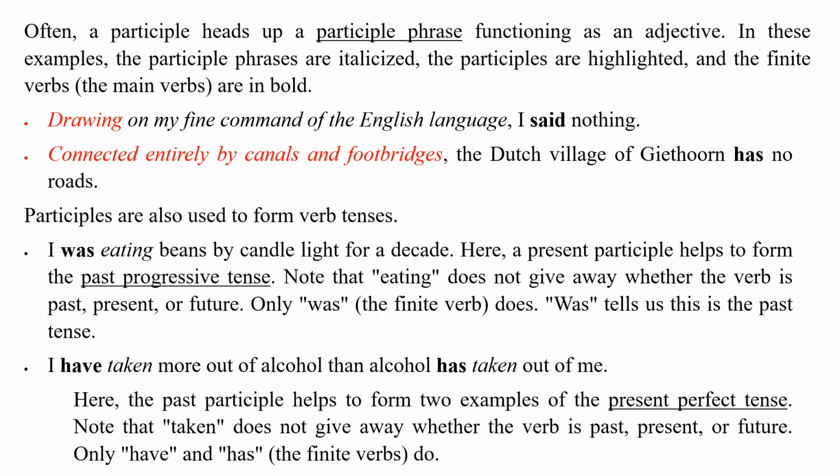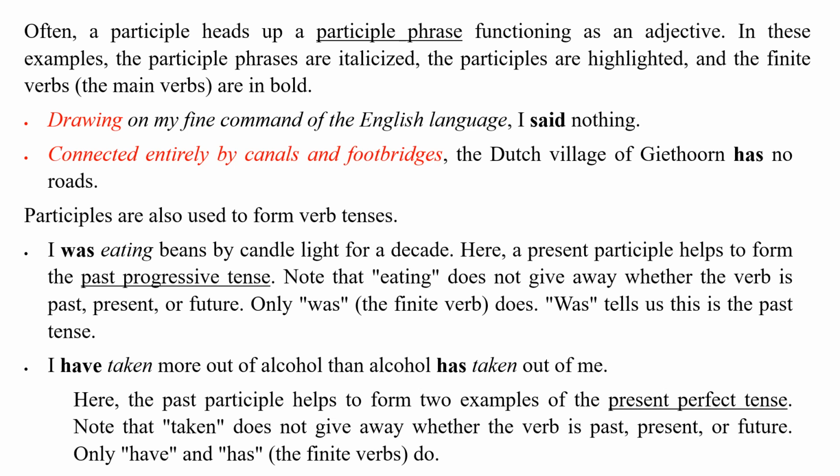Often a participle heads up a participle phrase functioning as an adjective. In these examples, the participle phrases are italicized, the participles are highlighted, and the finite verbs or the main verbs are in bold. Drawing on my fine command of the English language, I said nothing. Here, "drawing on my fine command of the English language" is the participle phrase, "drawing" is the participle, and "said" is the main verb.